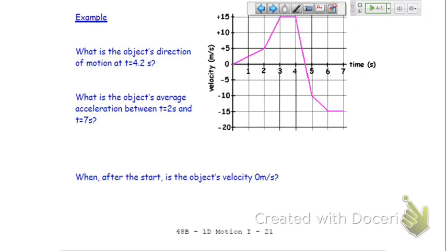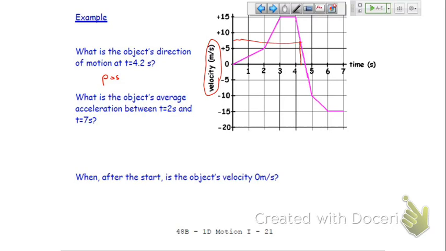Let's look. This is a velocity versus time graph. What is the object's direction of motion at t equals 4.2 seconds? It's positive. Well, my velocity is positive, so that must be positive. Do you see that? So now I've got a different graph. It's velocity versus time. So rather than the slope for the velocity, I just look at the actual numerical value. The numerical value is a positive value, so it must be a positive value.